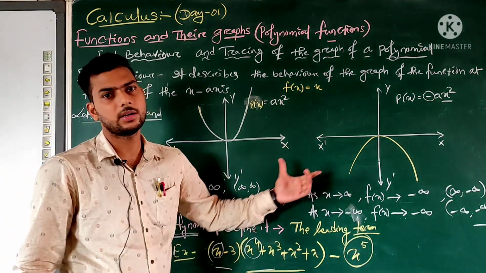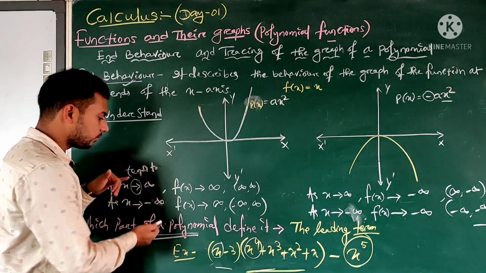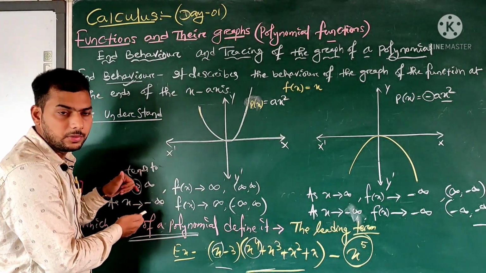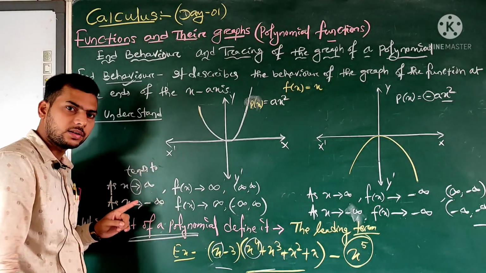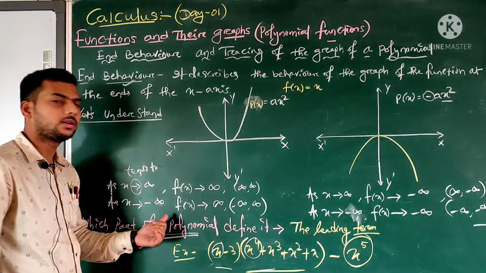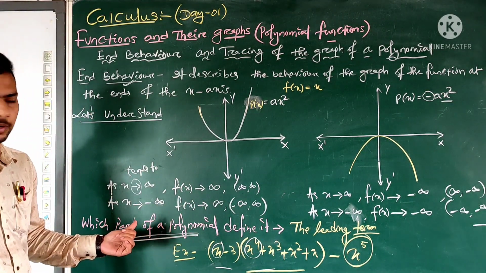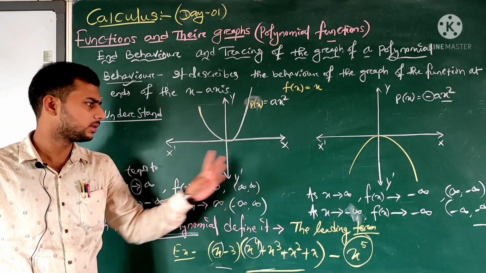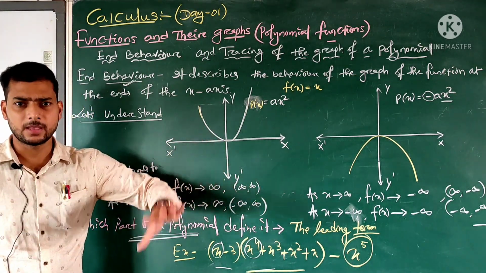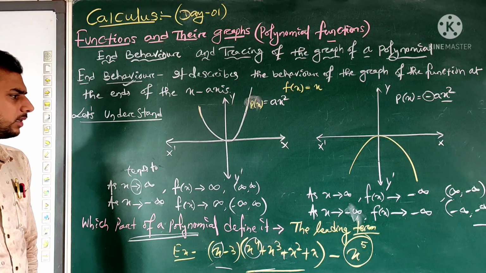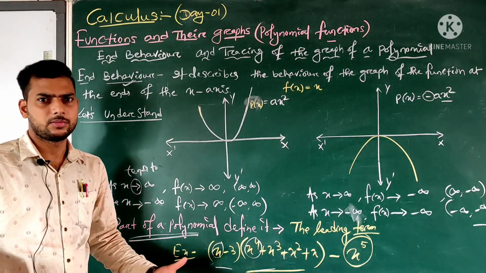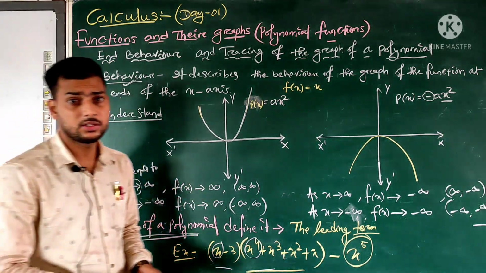So according to that we can find both cases of the end behaviors: one by considering x tends to positive infinity, and one by considering x tends to negative infinity. I think all things are clear about end behavior to all of you. If any problem, write in the comment box. We will proceed to tracing of the graph.